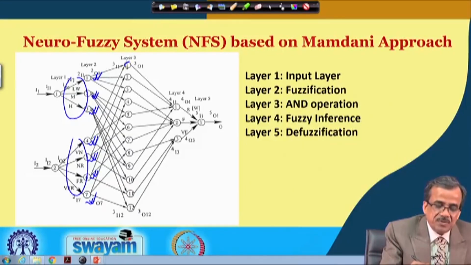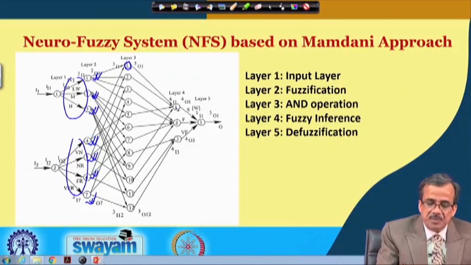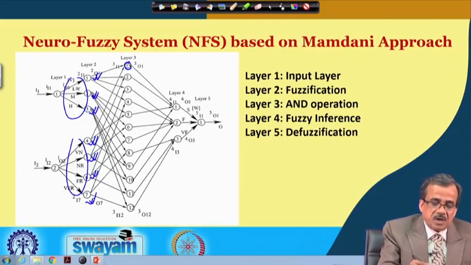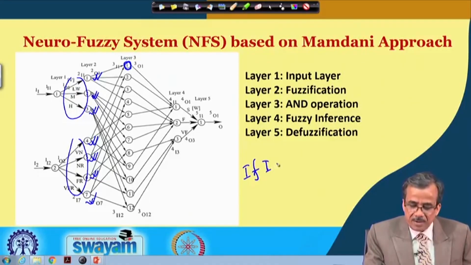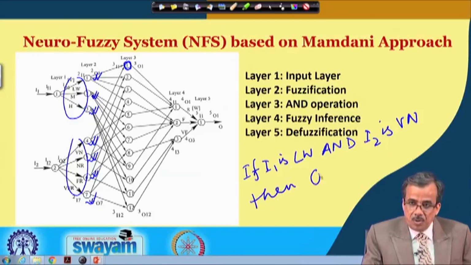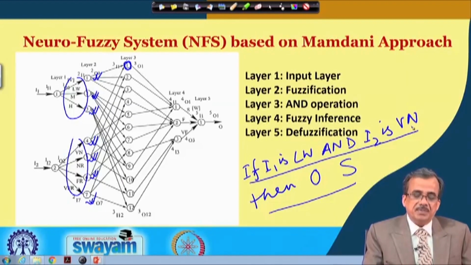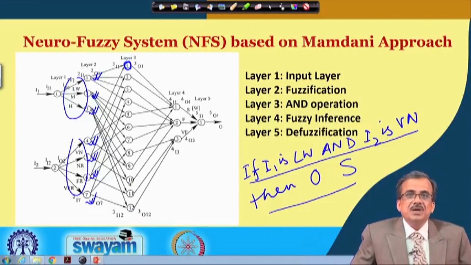For example, if I concentrate on the first neuron of the third layer, this indicates that if the input I1 is low and the input I2 is very near, then the output is nothing but slow. So, this is the rule which is actually represented by the first neuron lying on the third layer. Similarly, we have got 12 such neurons just to represent the 12 rules.